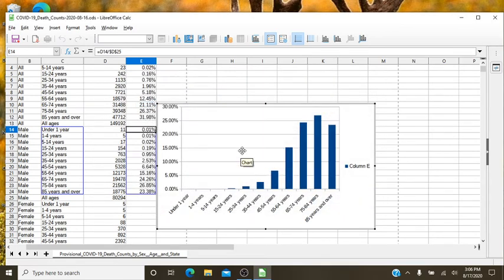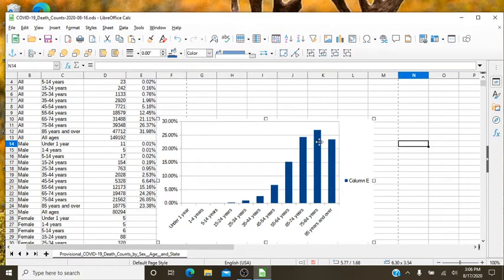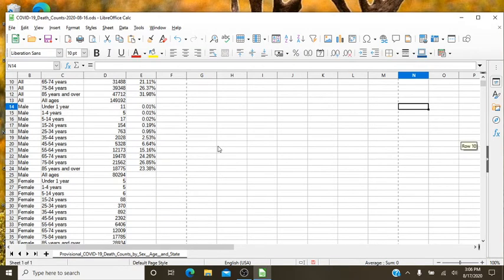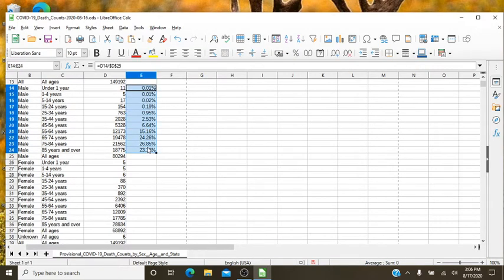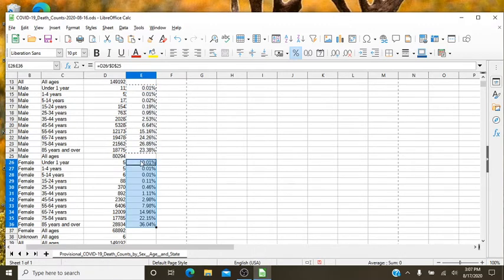Okay, so what we see here once again is that age is probably the single biggest determining factor. Interestingly enough, the males peak at 75 to 84 at about 27%, and then seem to decline at 85 and over, which is kind of interesting. Okay, so let's do it for females.